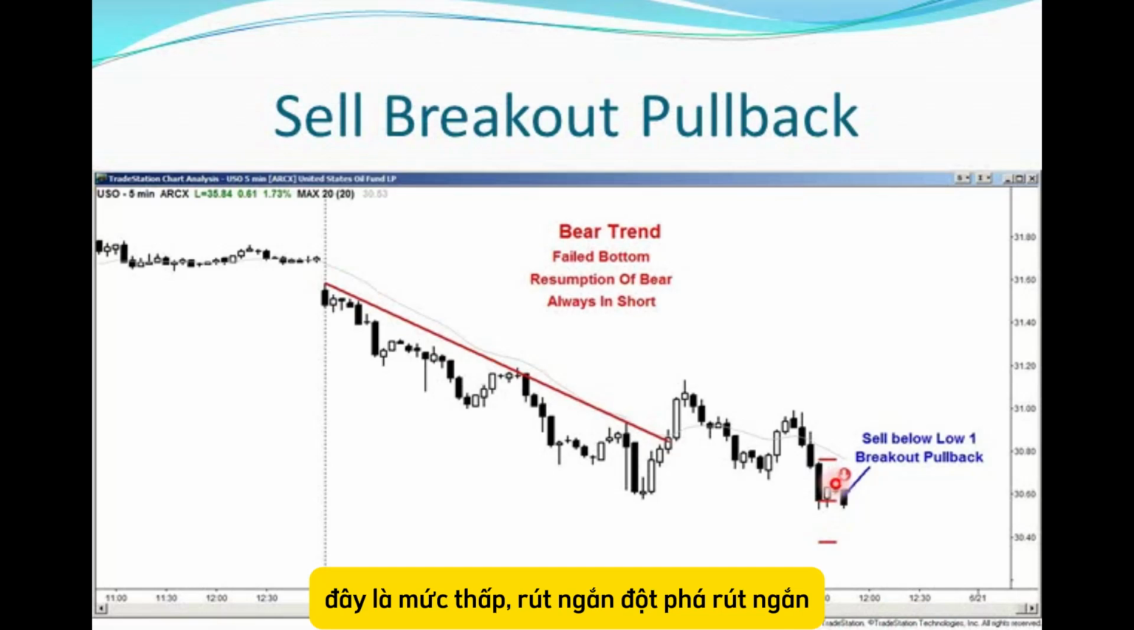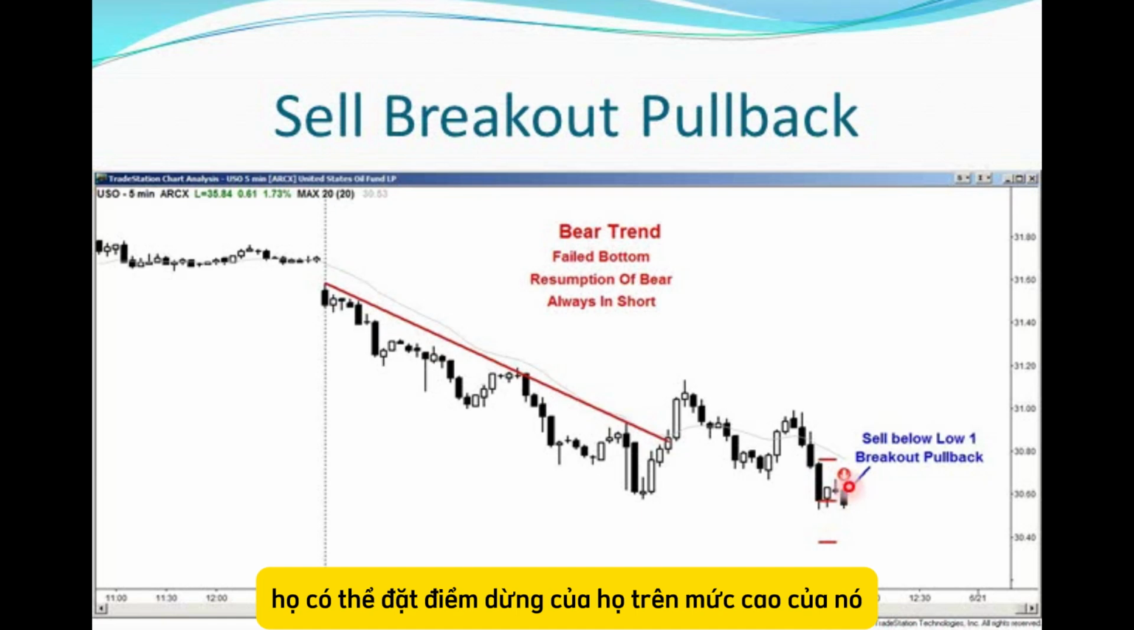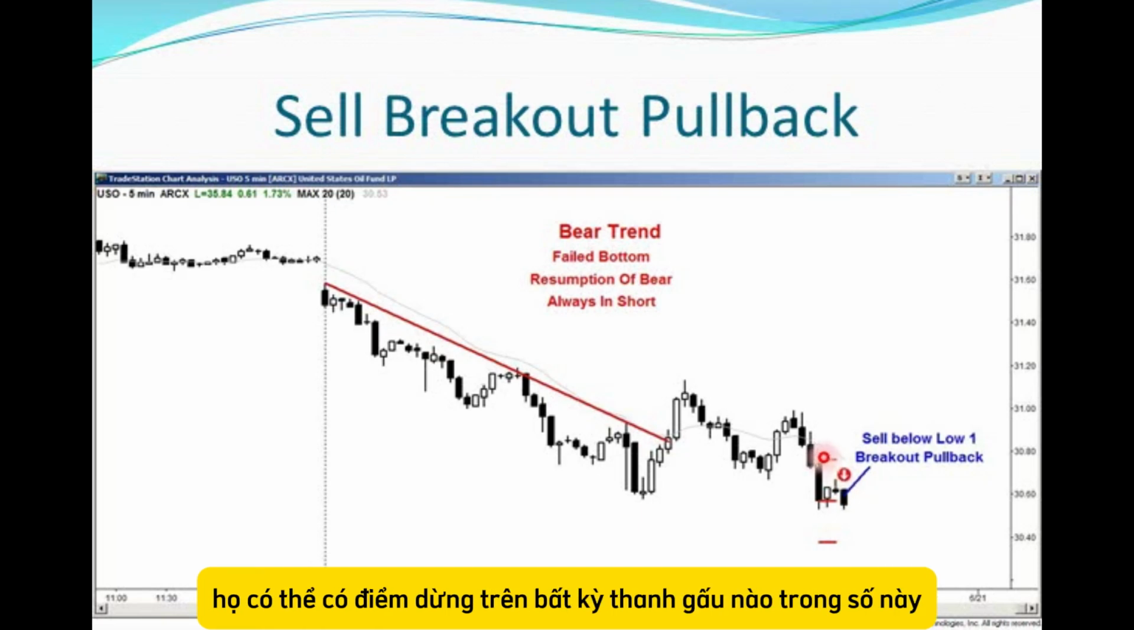Here's the low one short, the breakout pullback short. Decent entry bar for the bears, and you're still on the short from this close. The bears who shorted this low one after this strong bear bar might put their stops above its high. They might put their stops above the signal bar high. They may have stops above any of these bear bars.